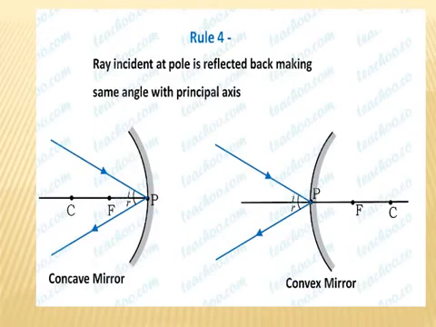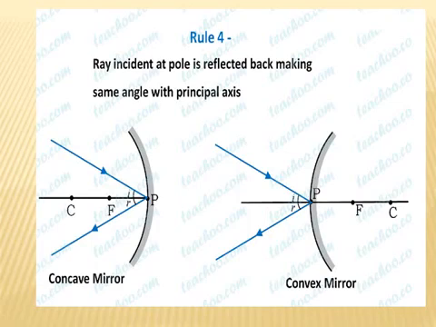Here is the last rule. Any ray which is oblique and passes through the pole of the mirror is reflected in such a way that the angle of incidence is equal to the angle of reflection. Above the principal axis there is a ray that we call the incident ray. It falls on the point P, the pole of the mirror. Here is the reflecting surface at P. It is reflected downwards.